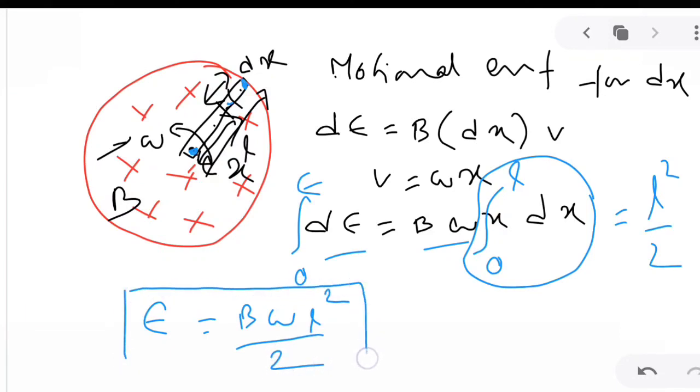So this will be the EMF induced between the two ends of this conductor, rotating in a transverse magnetic field with angular velocity omega. This is one important problem. This is actually given in your NCERT. This question is given in your NCERT. It is a solved example.